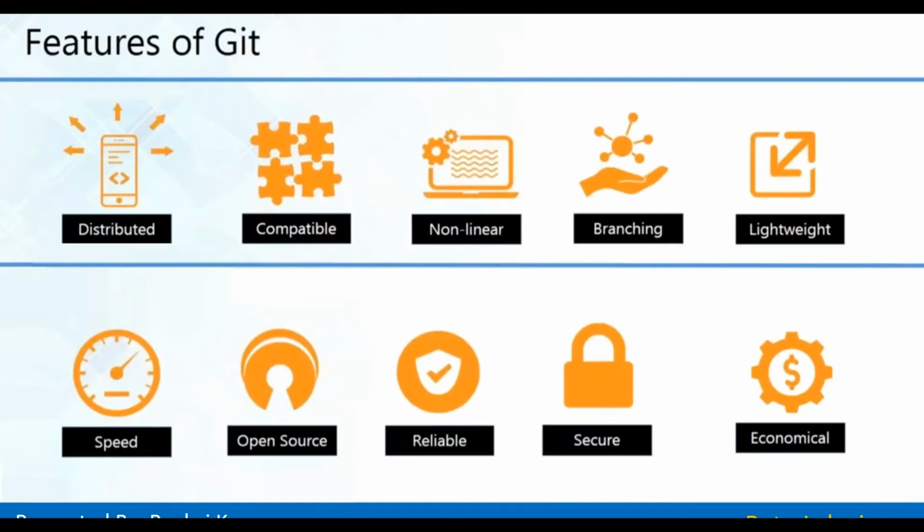Okay, now what are the different features that are provided? First, the task is distributed amongst the team. Git is compatible with every platform. It's non-linear, means you can work on different platforms, and finally you can merge the project. Branching is also possible, means a person can work on a single module, and then we can merge all the branches. It's lightweight, it's fast, it's open source, it is reliable and secure, and finally it is very economical. So these are some of the features provided by Git.